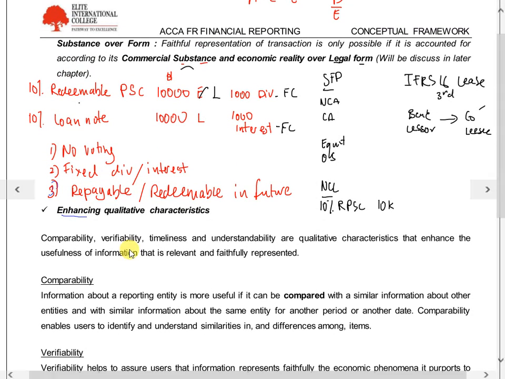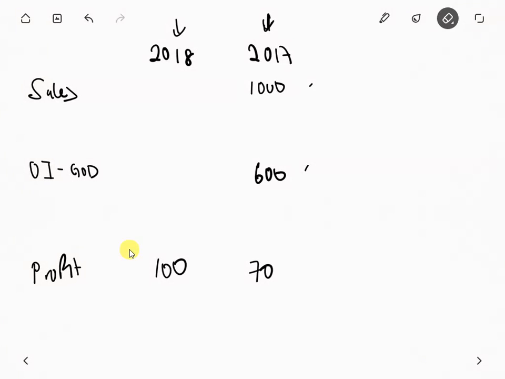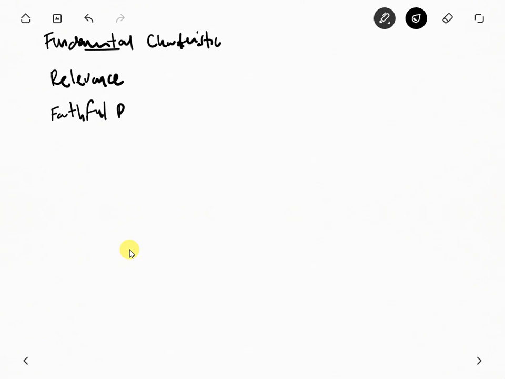Next. Meaning qualitative, we have fundamental characteristics: relevance and faithful representation. This one is just a summary. Relevance, we know, is capable of making a difference to the decision of the user. It must have predictive value, confirmatory value, or both. And we have six examples. Explained four already. Materiality is one of the characteristics of relevance. Faithful representation, we have completeness, neutral, free from error, substance over form. And we have two examples here. Okay. Fundamental is a very important characteristic.